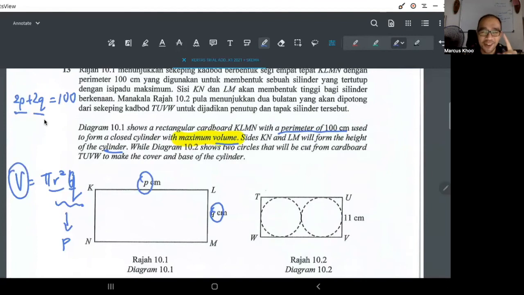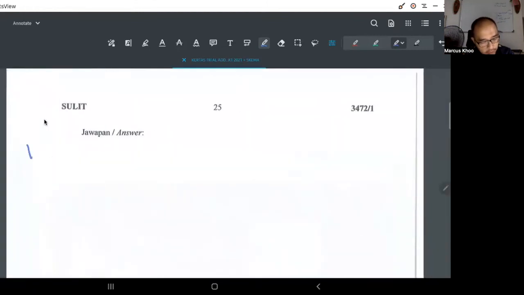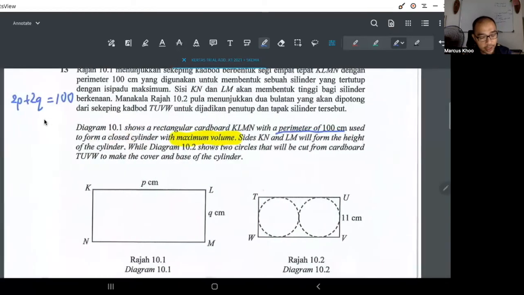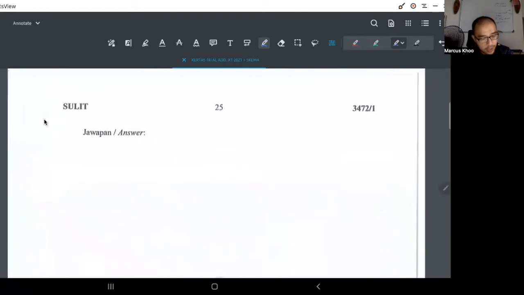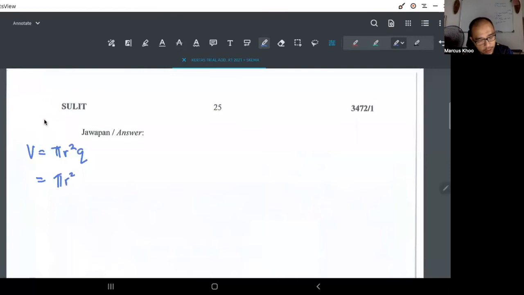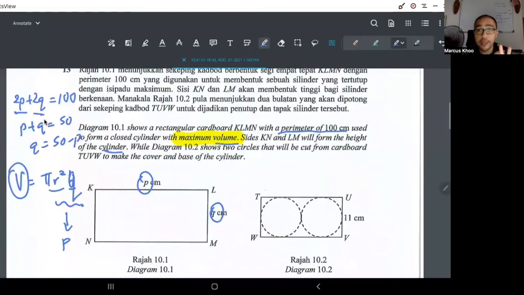Okay, let's slowly do this. First of all, we can change our Q. P plus Q equals 50, so Q equals 50 minus P. Let me write this here. V equals pi r squared Q. Our Q just now I said is 50 minus P, so pi r squared times 50 minus P. So far so good.